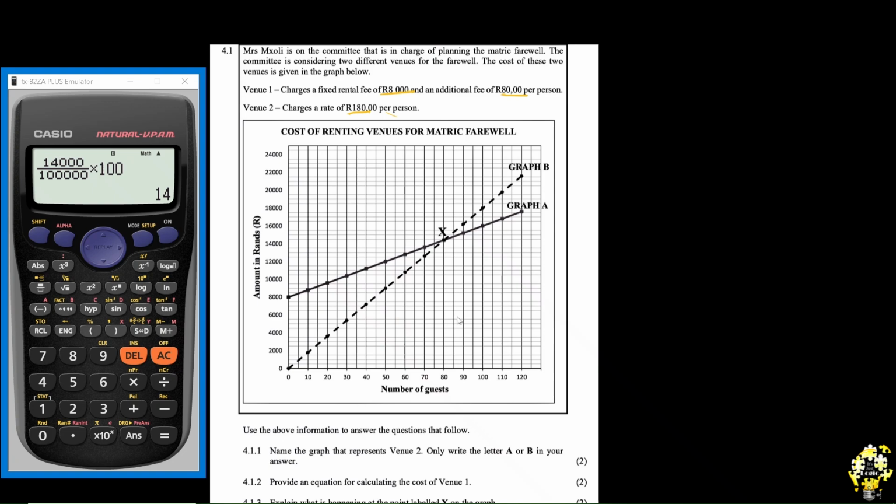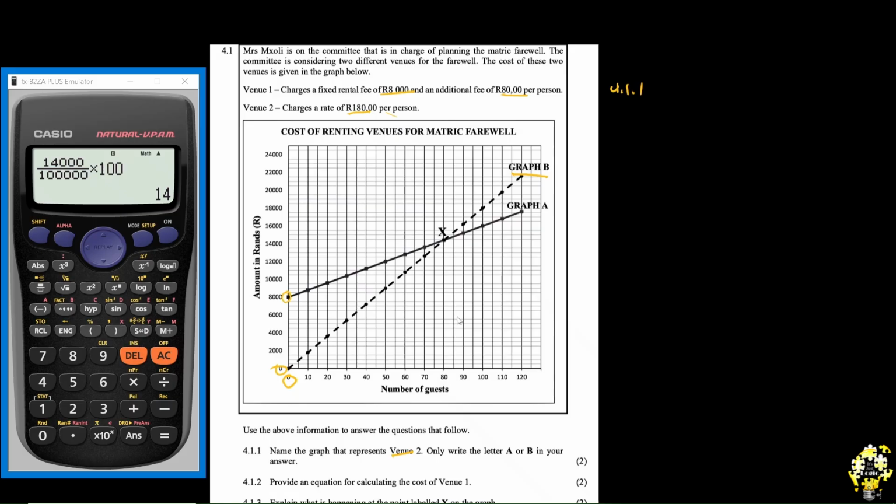Name the graph that represents venue 2. Write only the letter A or B in your answer. The graph that represents venue 2 is graph B. Why graph B? Because on graph B, if you are bringing 0 people, you pay 0 rand. Why? Because you only pay according to the number of people that you are bringing. How do we know that graph A is venue 1? Because we know that we don't care how many you are bringing, but before you bring, it's 8,000. So 8,000 in front.